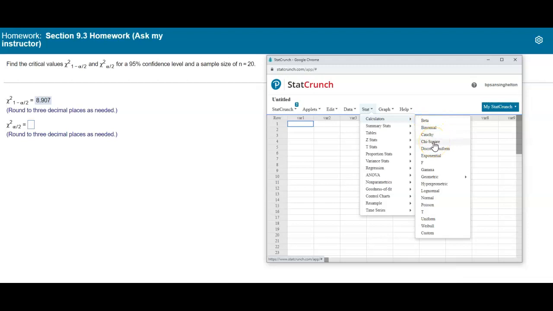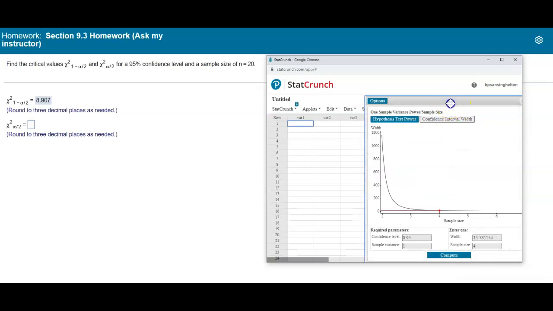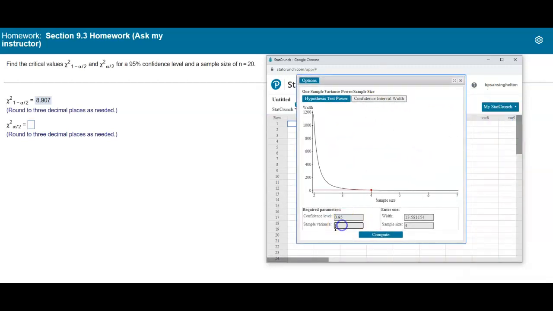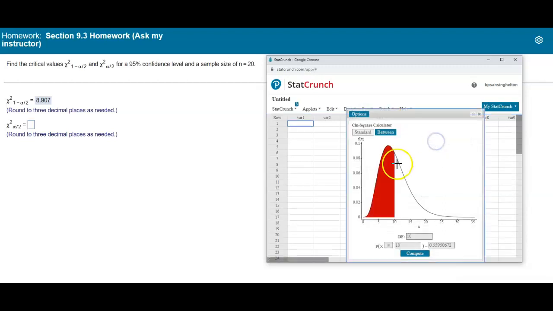We also do some other calculations with chi-square where we go into variance statistics and we do one sample, because these also talk about confidence intervals. I just want to point out really quick, if you try to do any of these with the variance, the challenge is that we are not given the sample variance. We don't know what that is and we can't calculate it. So these variance calculators won't work. So we need to go into Stat and then go into Calculator and go to chi-square.